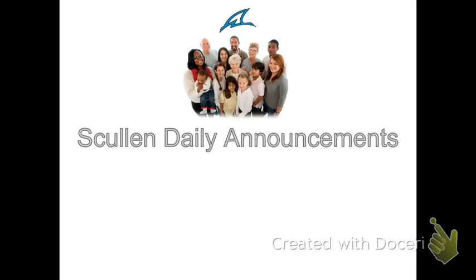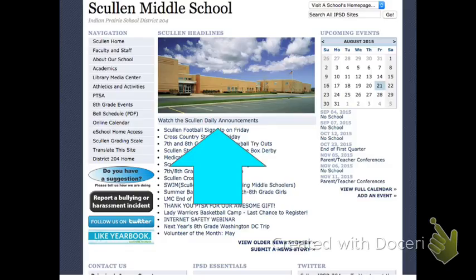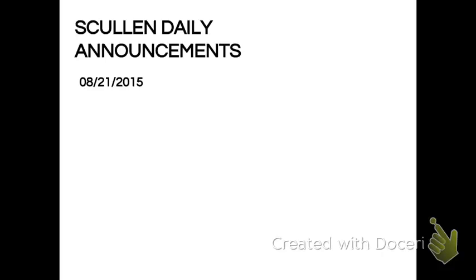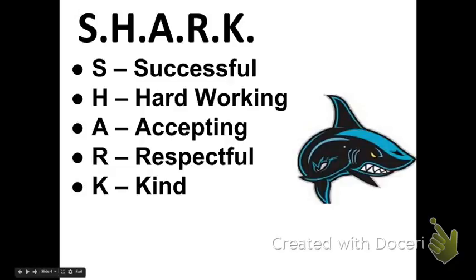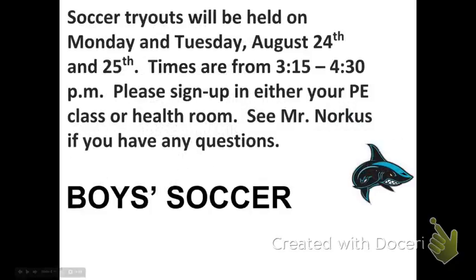Our Scullen daily announcements are a great way to stay informed of what things are going on during the school. You can access this by clicking on the link on our Scullen homepage. On our Scullen homepage, there is a Watch the Scullen Daily Announcements link that is right below the picture of our building. The Scullen Daily Announcements is prefaced by the date that is below, and it will contain announcements throughout the day that will help your child.